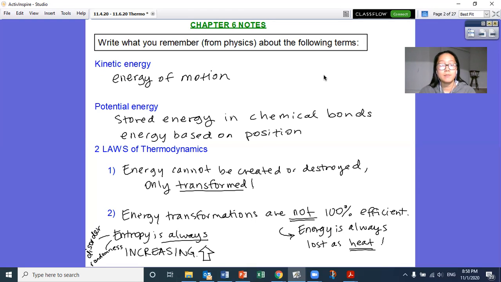Another example would be energy based on a position. So if I am sitting at the top of a slope, I have potential energy. If I am in the middle of rolling down that hill or that slope, I have kinetic energy. So kinetic and potential energy are interchangeable because if you're moving, you have kinetic. If you're not moving, you have potential, right? You can have some of both, right?